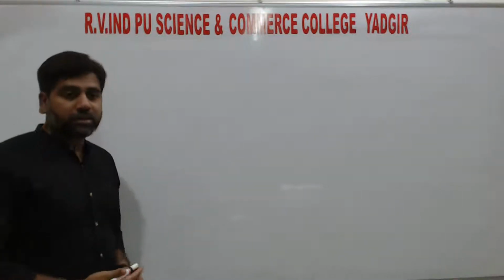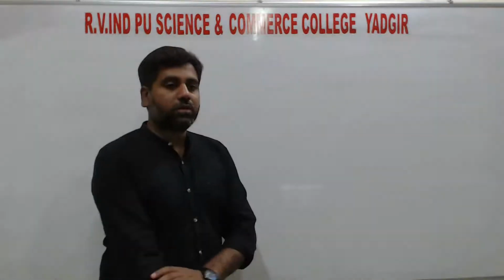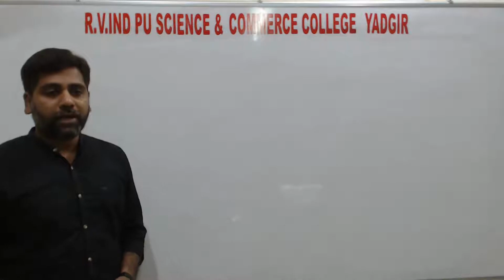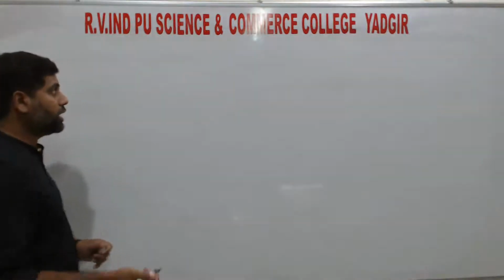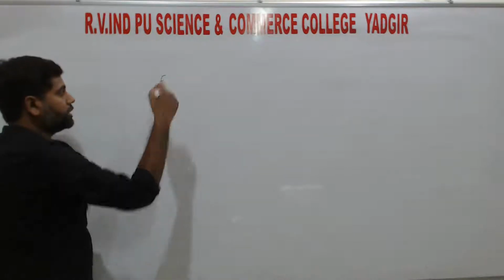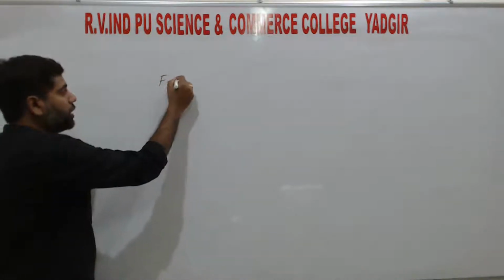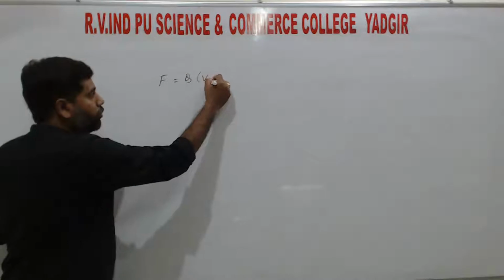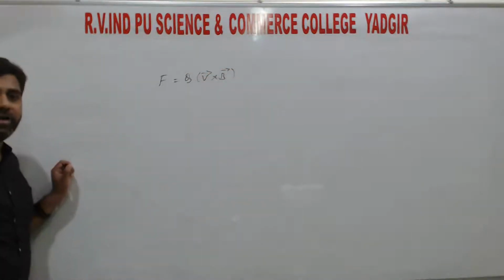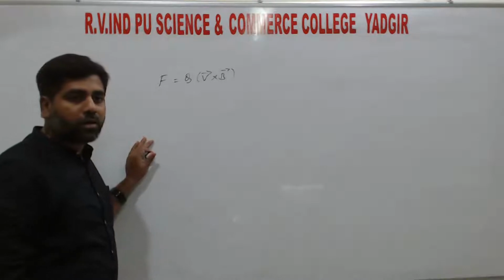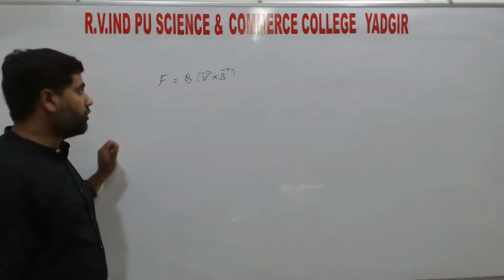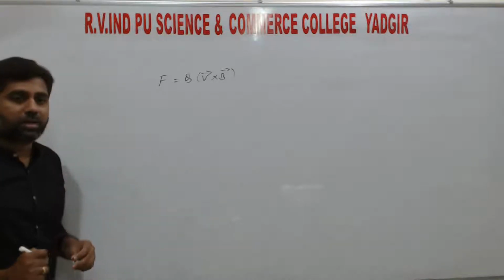Good morning, students. In the last class, we discussed the motion of a charged particle in a magnetic field, right? Based on the relation F equals Q into V cross B, when the charged particle enters the magnetic field perpendicular to the magnetic field, then it traces a circular path. So that we already discussed in our last class, right?